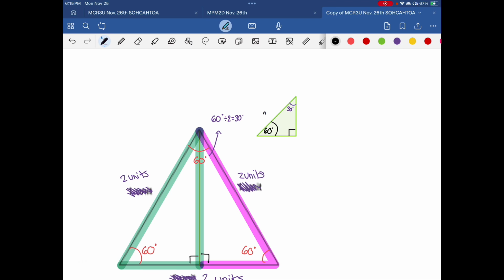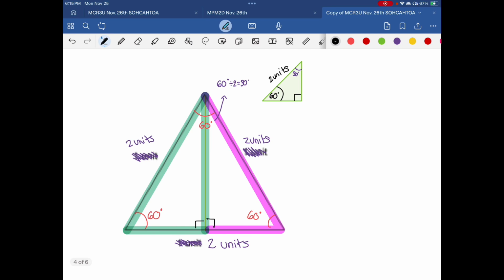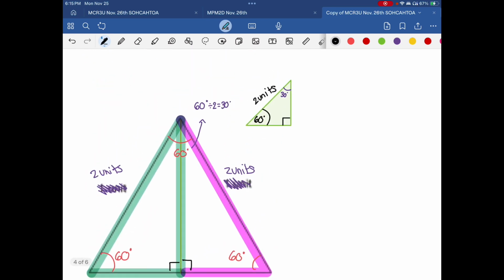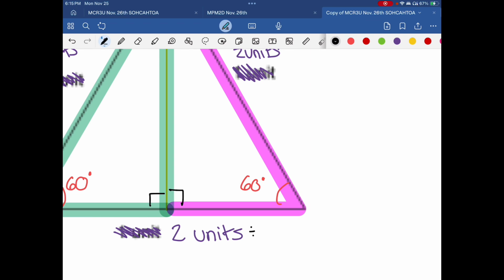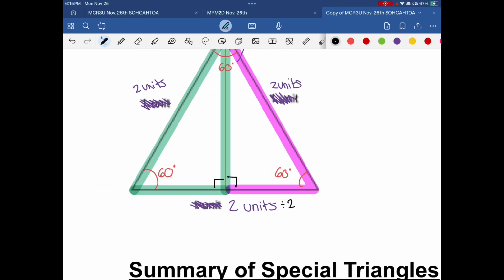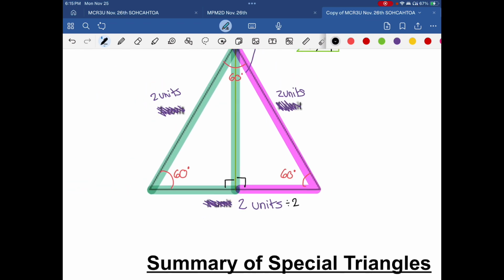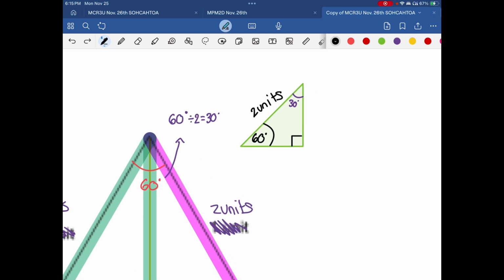So my hypotenuse is 2 units. My base, I guess my base would be the 2 units divided by 2, since I am splitting this equilateral triangle into 2 right triangles. So that means the bottom side length will be 1 unit. And the only thing we don't know is my x value.